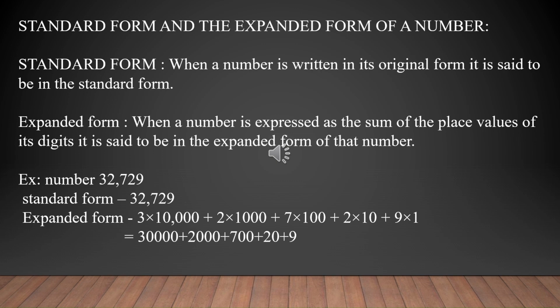it is 9. Now there is no need to simplify it again, and the answer remains this: 30,000 plus 2,000 plus 700 plus 20 plus 9. If you simplify it again, you will get the standard form. So there is no need to simplify it, and the expanded form of 32,729 is 30,000 plus 2,000 plus 700 plus 20 plus 9.